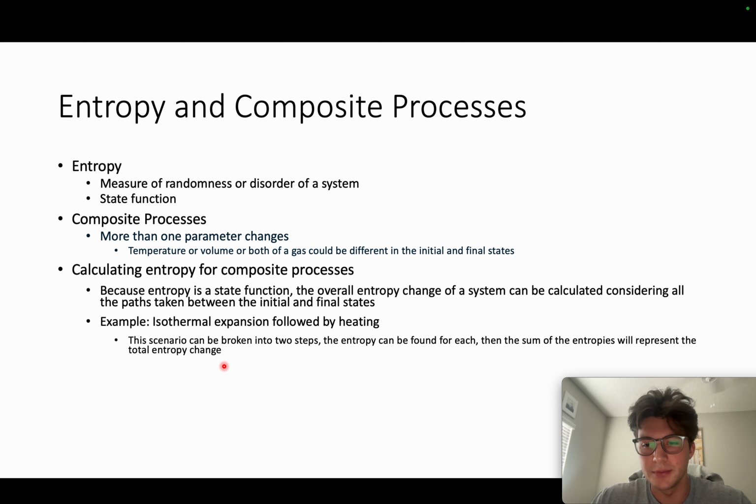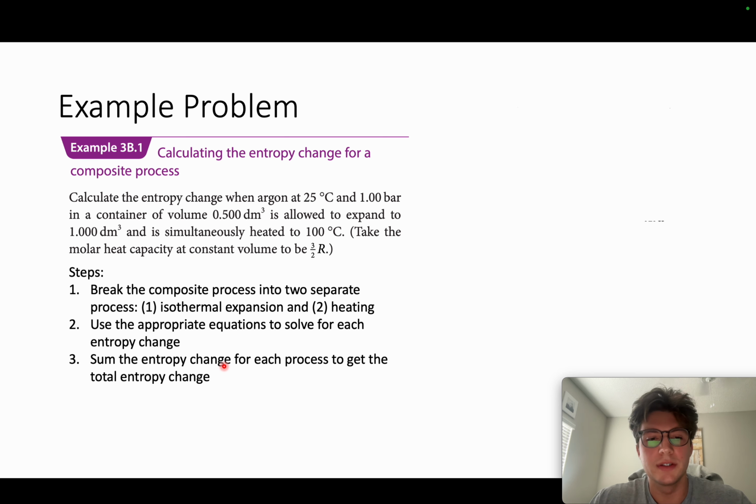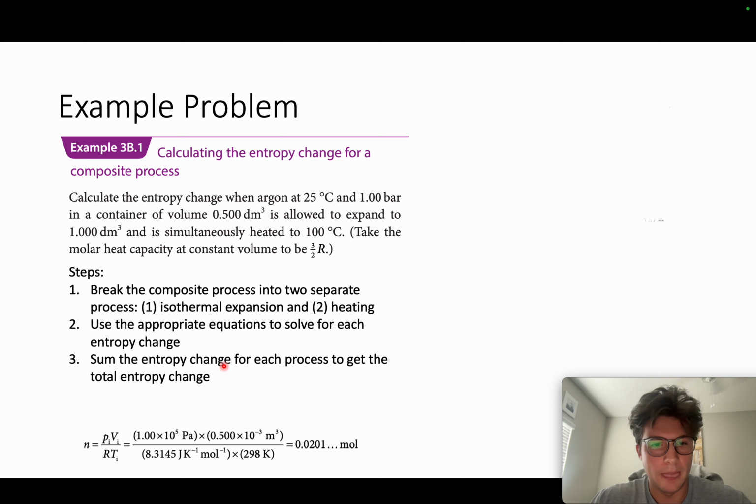So the first step to solve this problem would be to break the composite process into two separate processes. First, we could separate the isothermal expansion, and then the second step would be the heating. We know the equations to find the entropy change in each of these different steps already. So we're able to use these appropriate equations and solve for the entropy change of each step, the isothermal expansion and then the heating. And then finally, we sum together the entropy change for each of these processes to get the total entropy change.